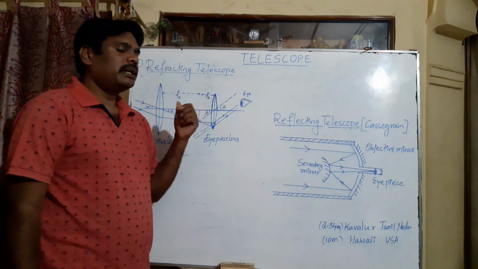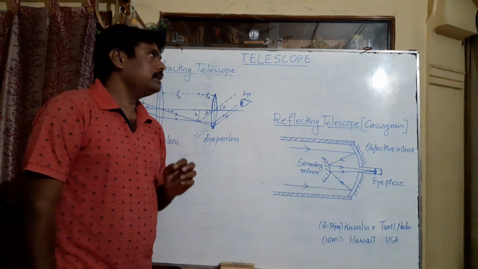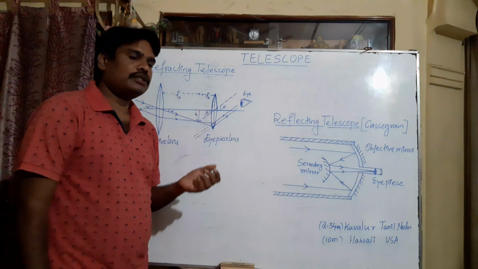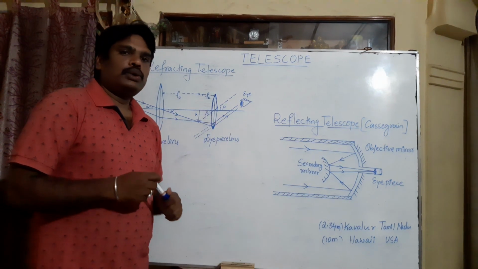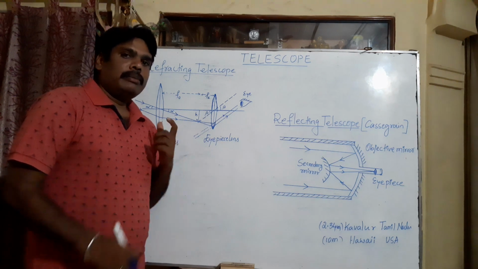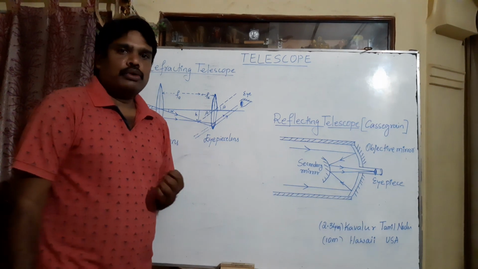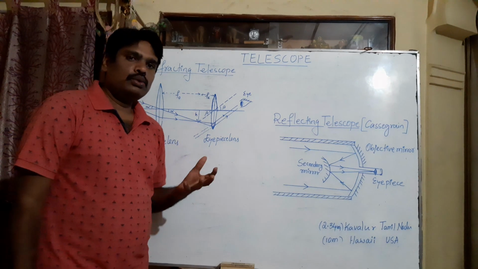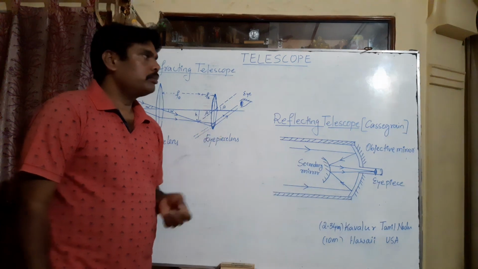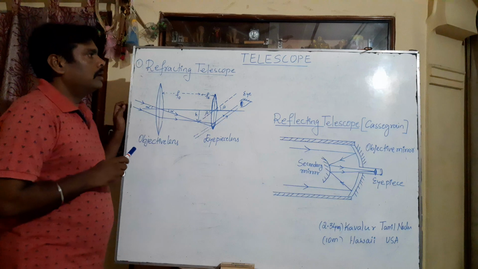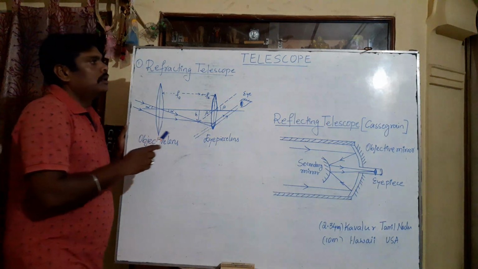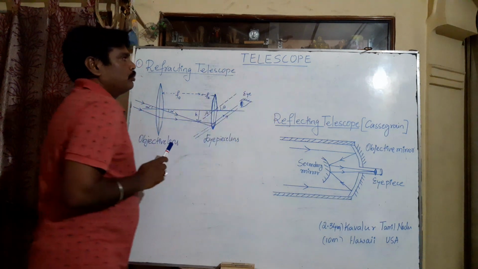In the previous video, I already discussed one of the optical instruments called the microscope. In microscope, there are two types: one is simple microscope, second one is compound microscope. That too is already explained in the previous two videos. Okay, in this video, I want to explain about the telescope.